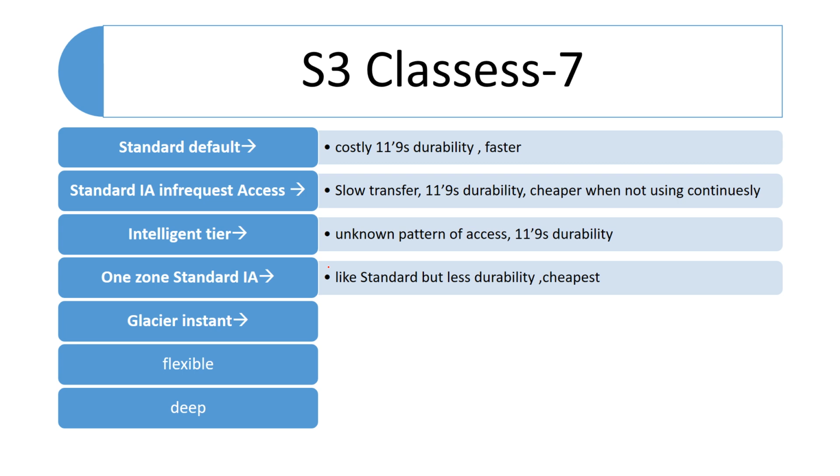If your data is stored in S3 and accessed frequently, frequently means continuously, like 100,000 people accessing a video or audio, are you going to go for Standard or Intelligent, One Zone? Standard is the best. It is costly, has 11 nines durability, and is faster for frequently accessed data. Write this down.